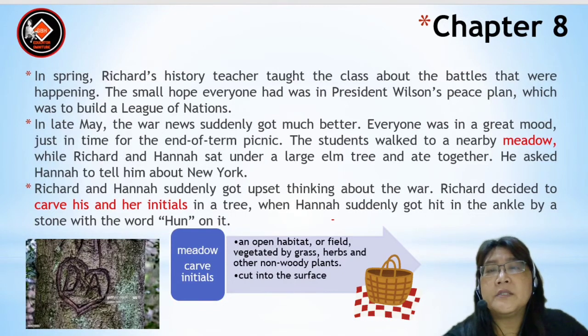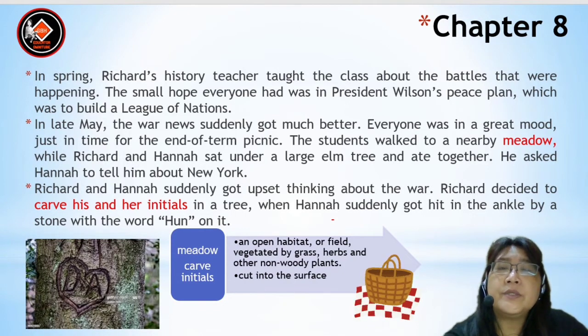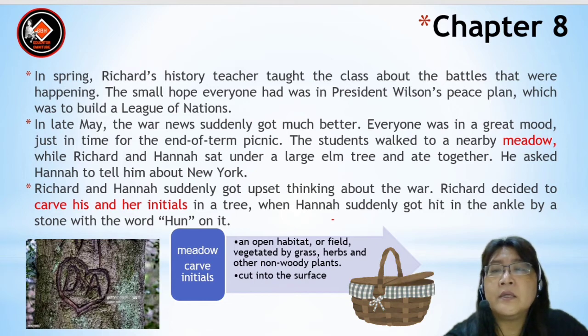Chapter 8. In spring, Richard's history teacher taught the class about the battles that were happening. The small hope everyone had was in President Wilson's peace plan, which was to build a League of Nations. In late May, the war news suddenly got much better. Everyone was in a great mood, just in time for the end-of-term picnic.